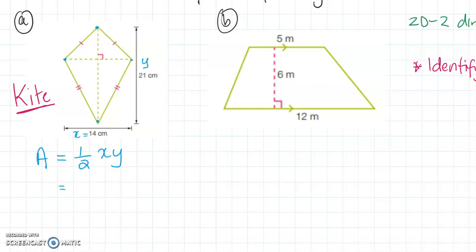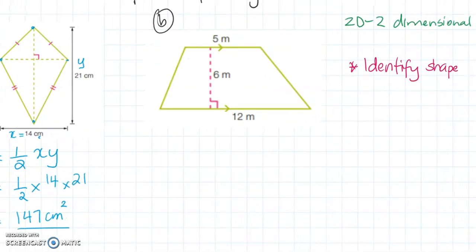So all you need to do is substitute this in your formula. Half times x, which is 14, times y, which is 21. Remember, and this is a common mistake some people make, that the 14 and 21 are in the numerator, so make sure you write it in line with your 1. Now put that in your calculator and you get 147. The units are centimeters. Area units are always squared, so it's 147 square centimeters.